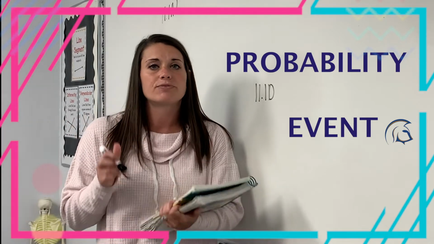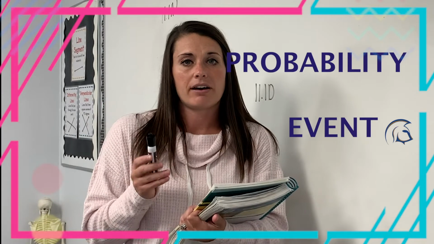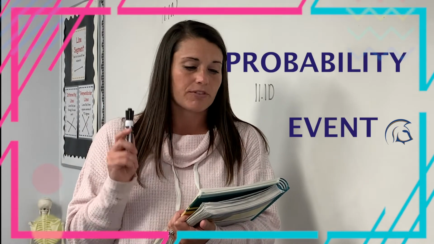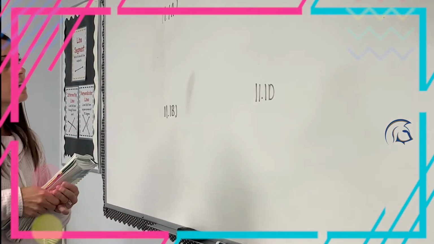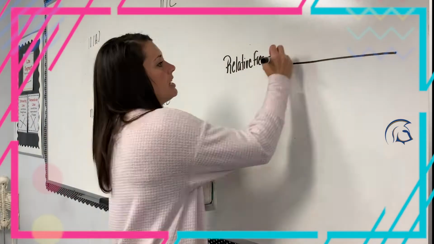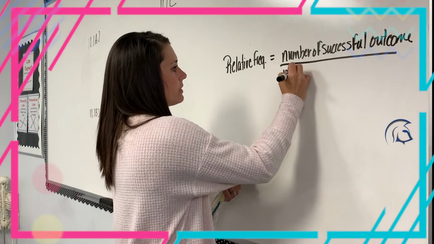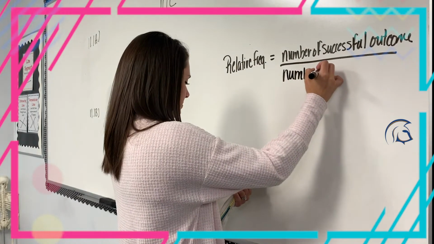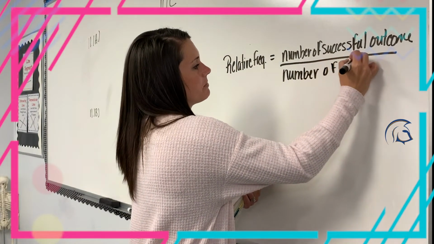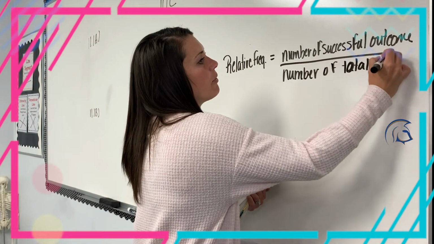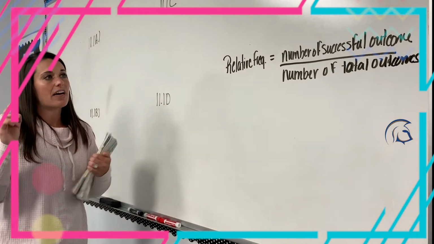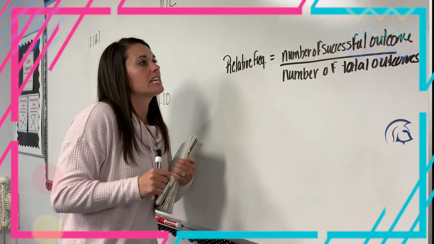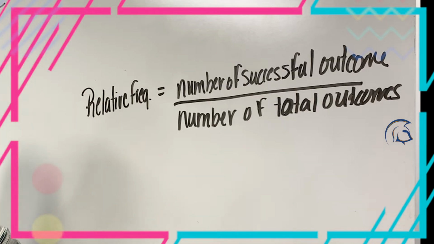If you flip to page 495, we're going to talk about relative frequency first. There's a formula for relative frequency, and I'm going to write it right here. Relative frequency is the number of successful outcomes over the number of total outcomes. This is our formula for relative frequency, and it's important when we're solving probability. The number of successful outcomes is how likely something is to happen, and then over the total. Okay, let me show you.